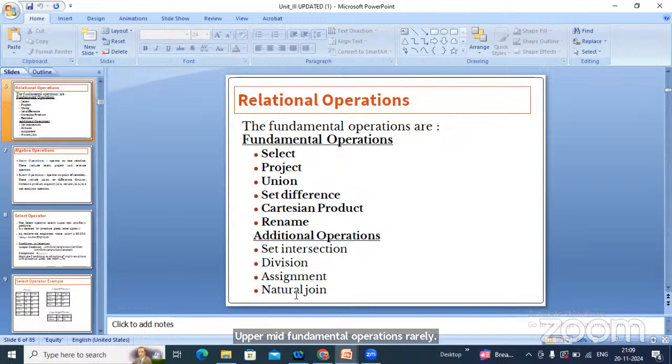Next, subqueries and nested queries. So we know these concepts also. Subqueries: what is meant by query, what is meant by subquery.